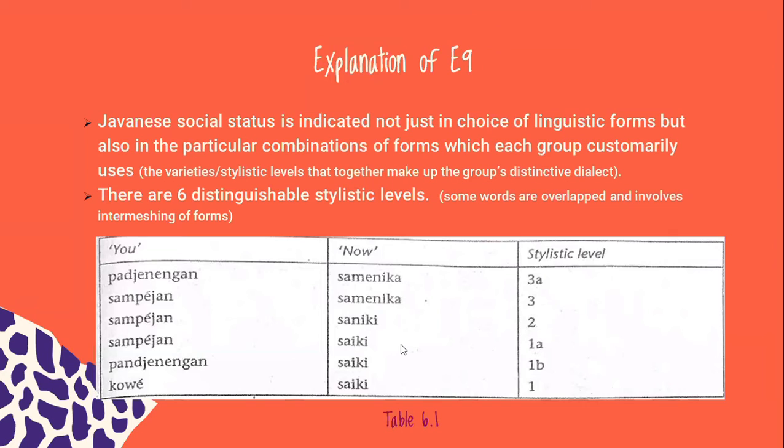For example, the word "you". We start from stylistic level 1: kowe, then up through the levels to sampejan, and the top one is pajenengan. The same goes for the word "now", according to the stylistic level. Level 1 indicates lower social class, and 3A and 3 refer to the upper social class.